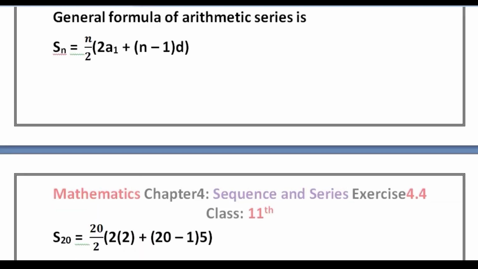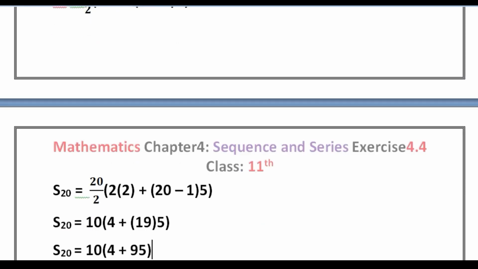The general formula of the arithmetic series is Sn is equal to n divided by 2 into (2a1 plus (n minus 1) into d). So the value of n is 20. S20 is equal to 20 divided by 2 into (2 times the value of a1, which is 2, plus the value of n, 20, minus 1, into d, where the value of d is 5). Next, S20 is equal to 10 times (2 times 2, which is 4, plus (20 minus 1), which is 19, into 5). 19 multiplied by 5 is equal to 95, plus 4.